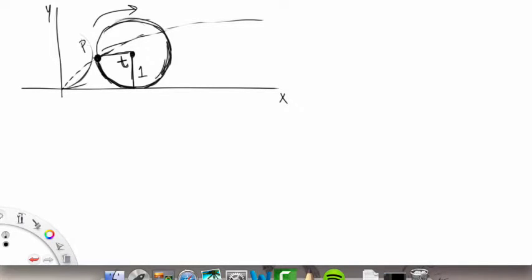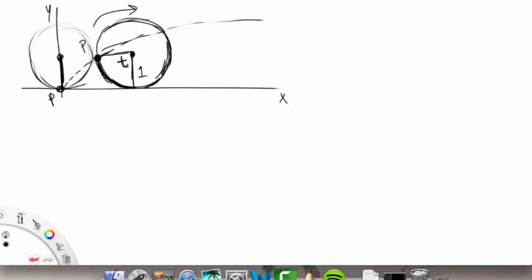Remember, this circle started right here, and our point P was down here. In the beginning, it had an initial angle from the ground of 0. But now it has an angle of t, and this arc happens to be the length of t, because we have a radius of 1. Right now, we're just dealing with the unit circle.